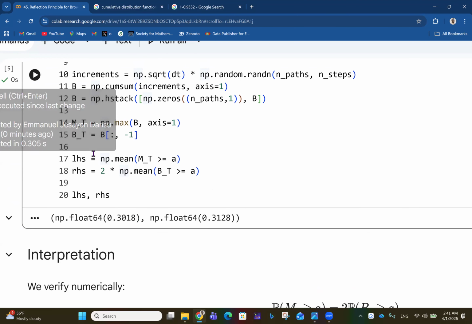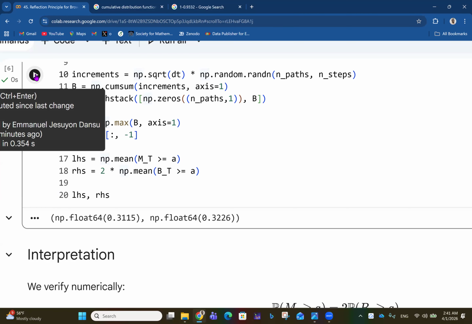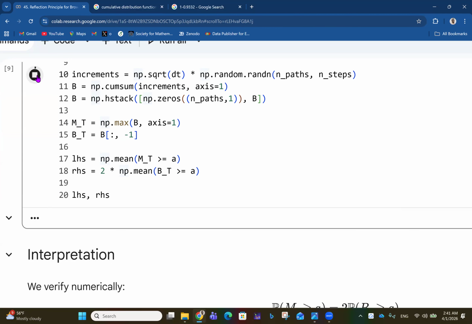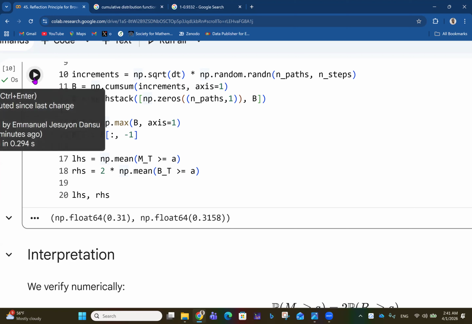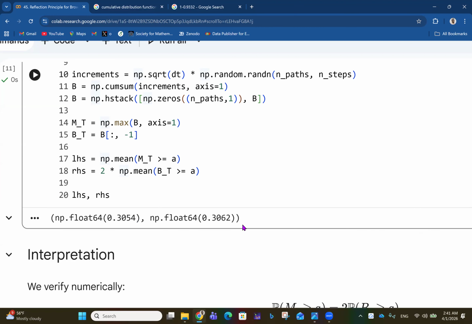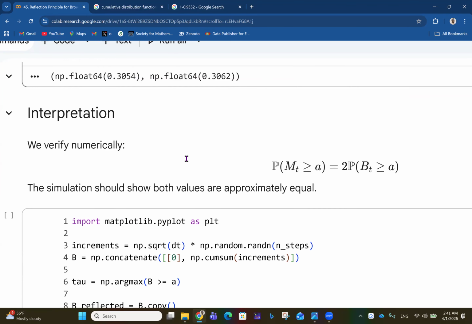The other time we got 0.3131, 0.3018, 0.3115, 0.3226. Then 0.3057, 0.3122, 0.3101, 0.3188. Then 0.3172, 0.3294, 0.3158. Yeah, this is pretty close. 0.305 or 0.3062. So you can have something like that.